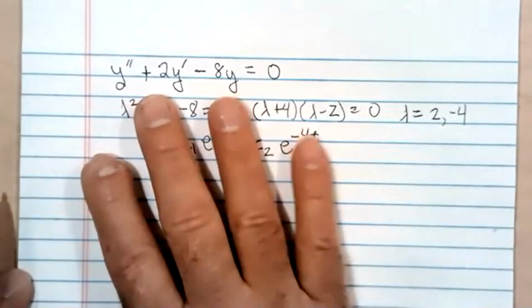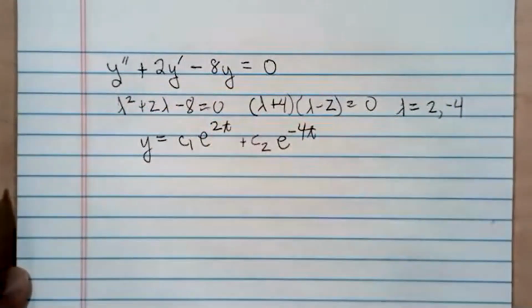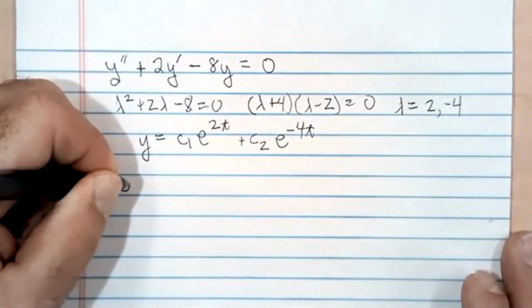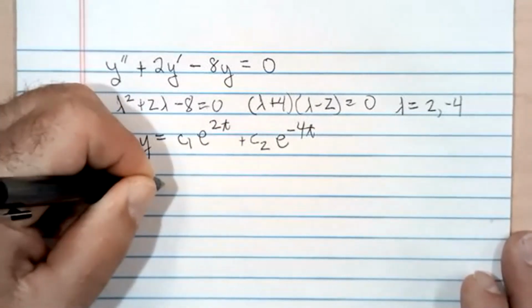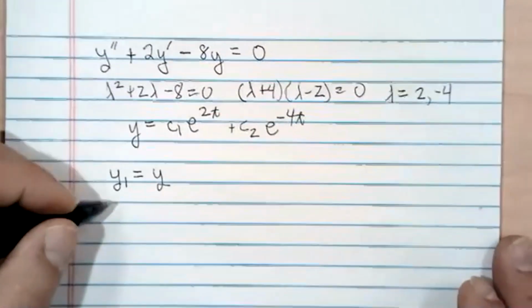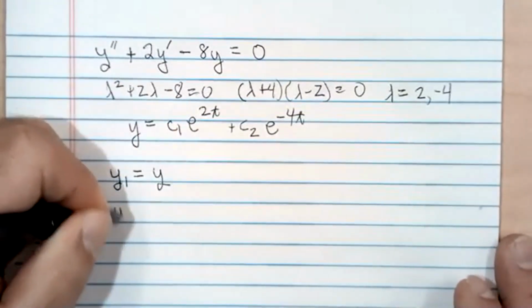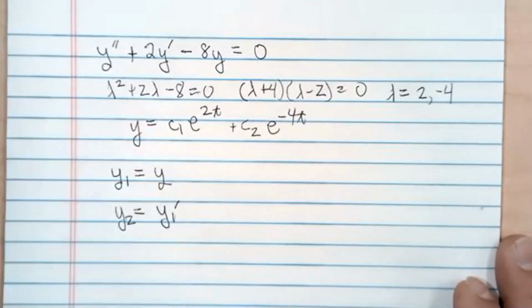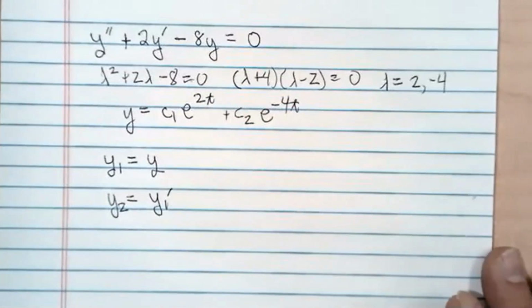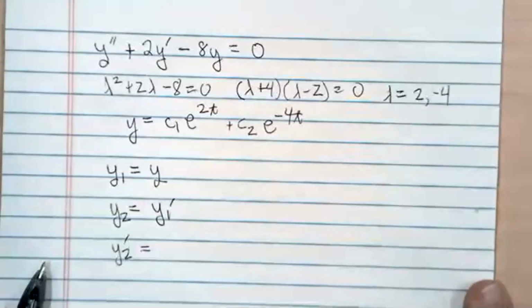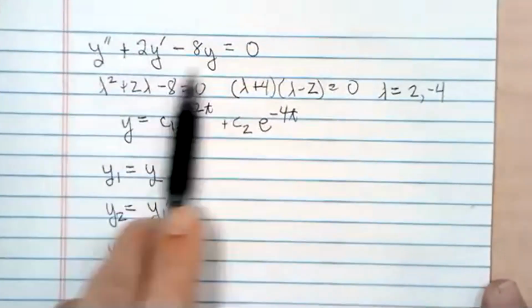I'm going to show you how to set this one up, but I've chosen one that's simple just so that all the algebra and everything works nicely. First of all, we learned in the past that you can do this substitution. Let y1 be equal to y, and then you let y2 be equal to y1 prime, and then you let y2 prime be equal to whatever it's equal to when you apply this equation right here.